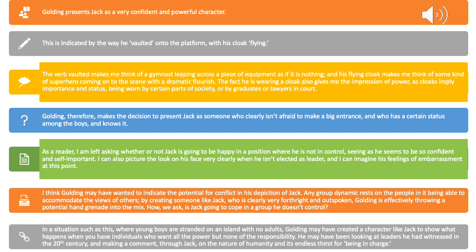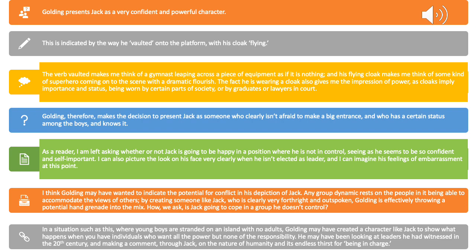Now I look at Golding's intention. Well, I think Golding may have wanted to indicate, that's my first verb, the potential for conflict in his depiction of Jack. Any group dynamic rests on the people in it being able to accommodate the views of others. By creating someone like Jack, who's clearly very forthright and outspoken, Golding is effectively throwing a potential hand grenade into the mix. How, we ask, is Jack going to cope in a group he doesn't control? So I've been quite free there with my thoughts and my feelings.